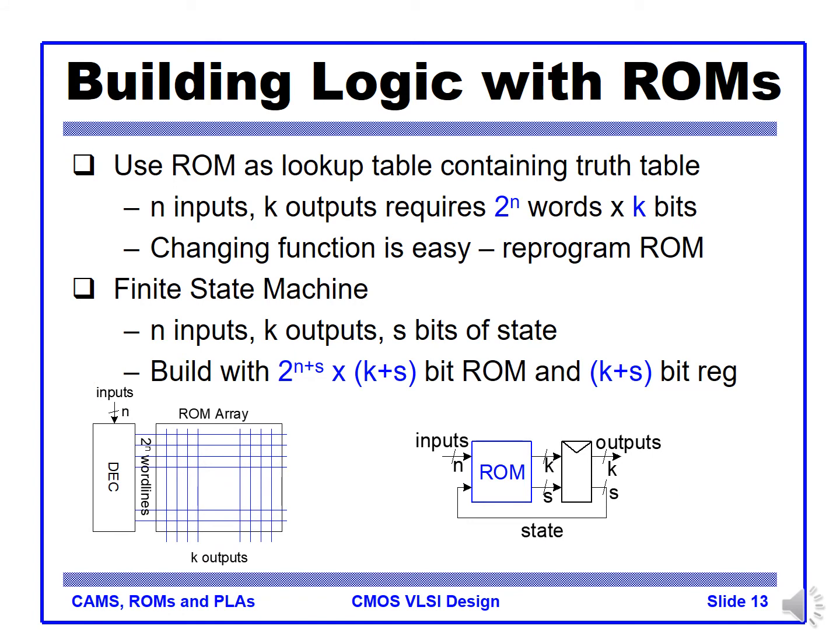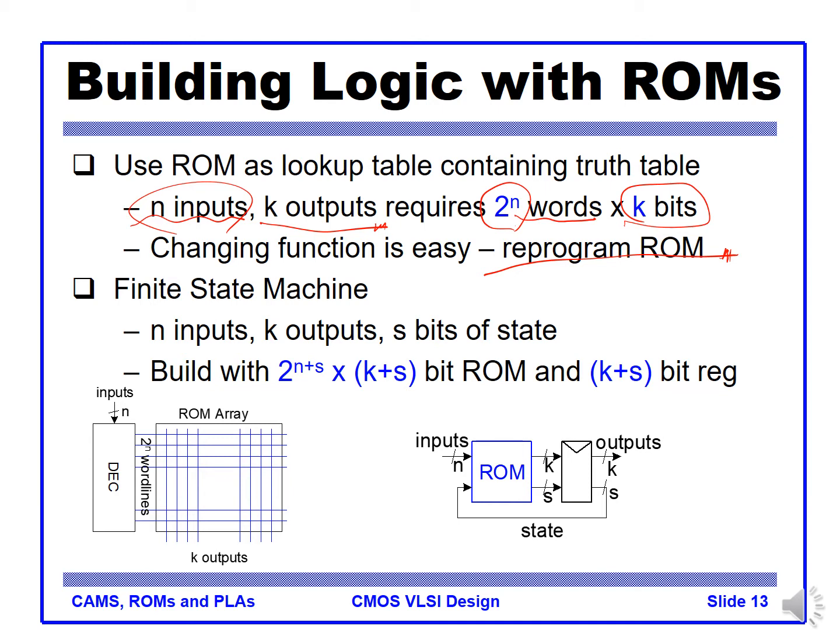So if you use ROM as a lookup table, for example, we have n inputs and k-bit outputs. How much memory space is required? 2 to the power of n words, with each a k-bit entry. So n address bits give us 2 to the power of n words. Changing the function can be done by reprogramming the ROM contents.